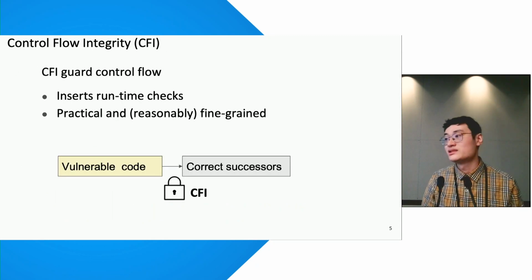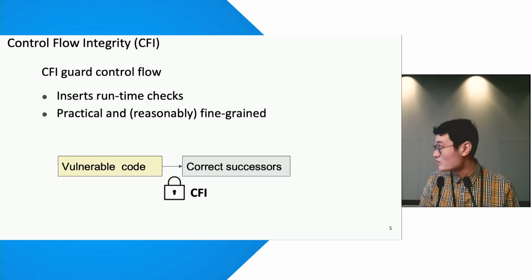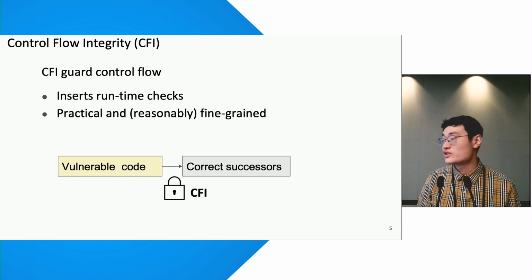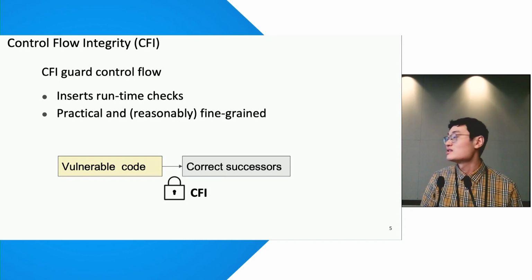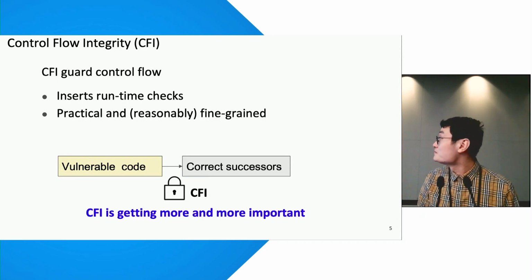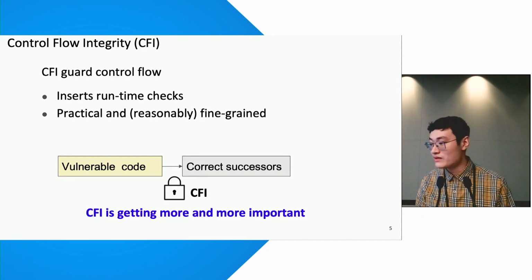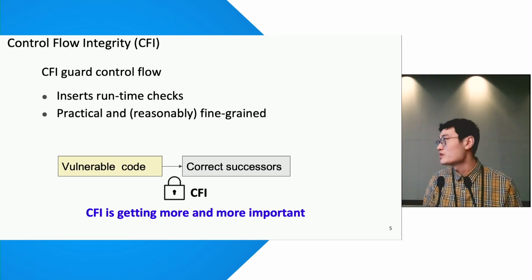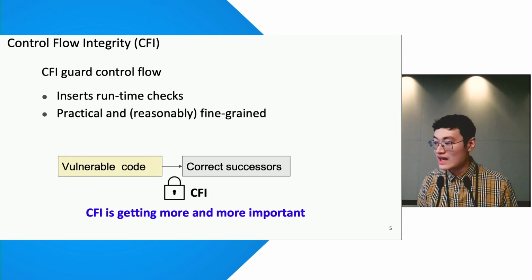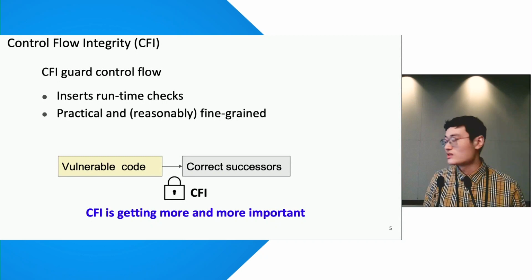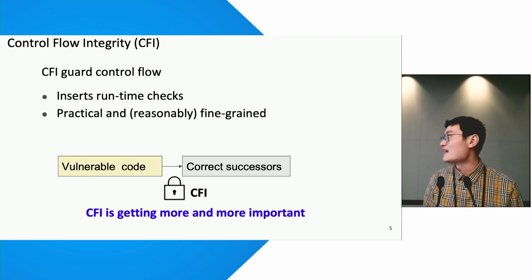The second concept is control flow integrity, or CFI. CFI inserts runtime checks to stop any malicious control flow transfers. It has become practical and fine-grained nowadays. Furthermore, as memory corruption bugs continue to appear and other widely used mitigations cannot prevent control flow hijacks, CFI is getting more and more important.